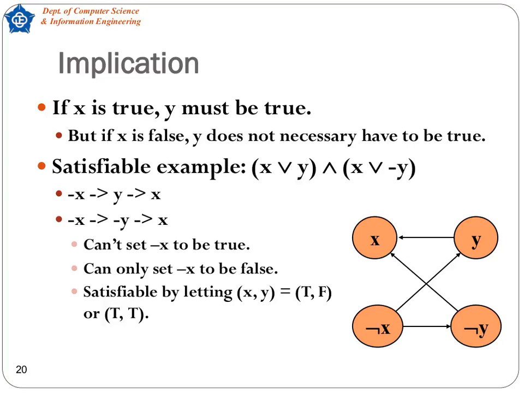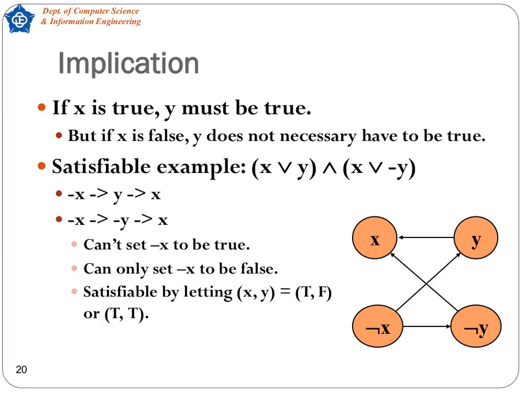From the clause x or y, we get two implications, not x implies y, and not y implies x. From x or not y, we get not x implies not y, and y implies x. The diagram on the right is the corresponding implication graph. 4 nodes, x, y, not x, not y, with arrows for each of those implications.